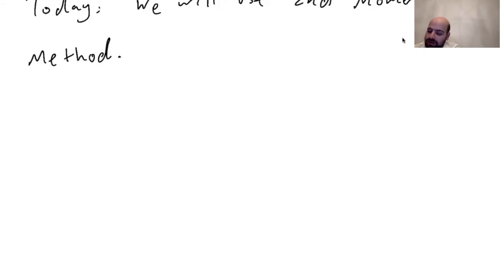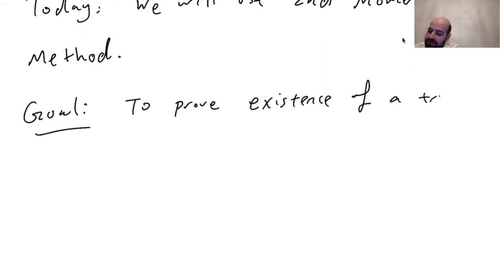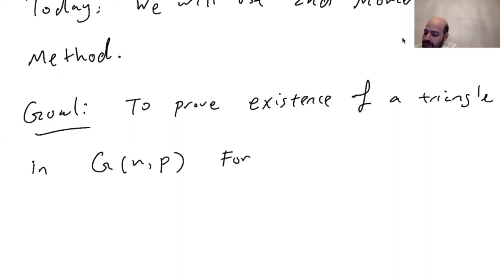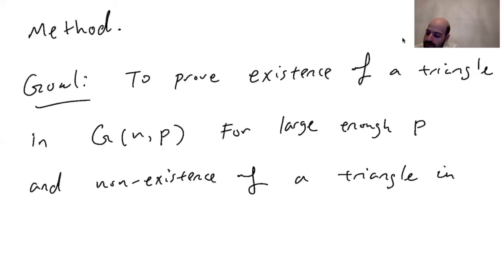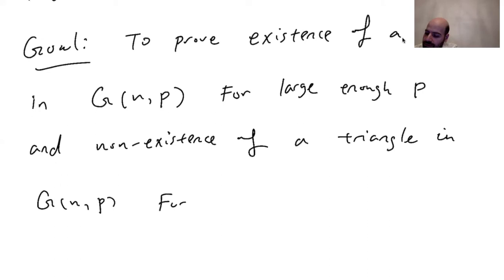So one of our goals here, let me tell you our goal. The goal is to prove existence of a triangle in G(n, p), the random graph with n vertices and the edge probability p, for large enough p, and non-existence of a triangle in G(n, p) for small enough p.